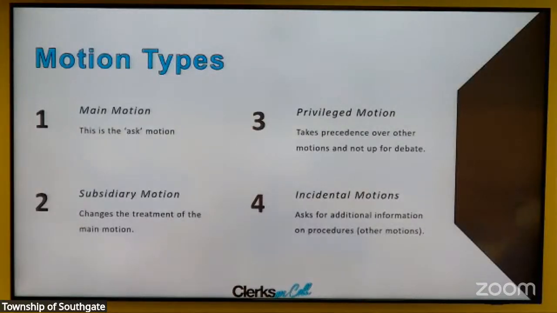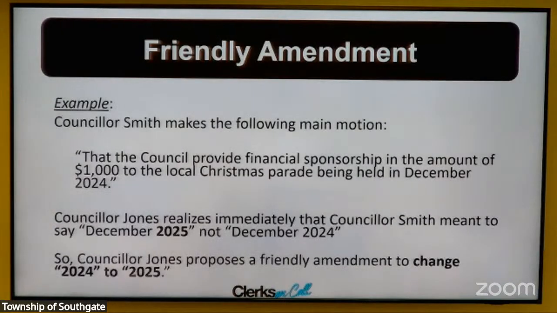Okay, there are many types of motions. Question. Sorry. Yeah. So just in backing that up, it needs to be agreeable to the mover and the seconder?